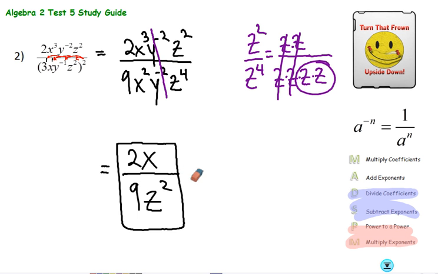All right, well, let's take a second and try number 2 in the middle. See what you come up with. So go ahead and pause the video now.